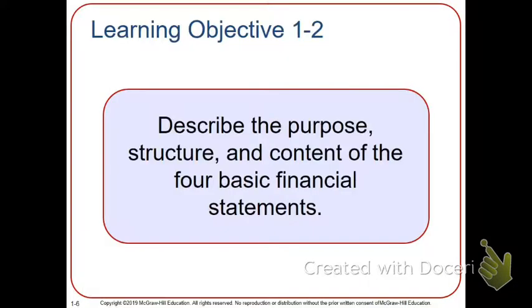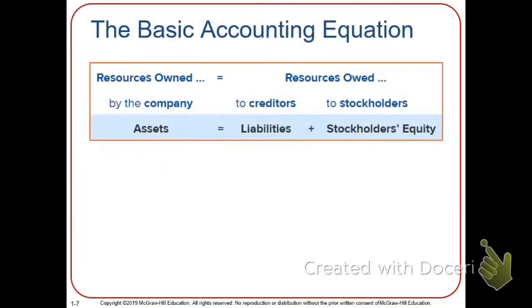So the big thing that we need to know in this chapter is working with the 4 financial statements. All right, now, the basic accounting equation sitting right here in front of us, talking about assets equal liabilities plus stockholders' equity. And when we talk about an asset now in chapter 2, we talk a lot more about it, but an asset are resources that are owned by a company.